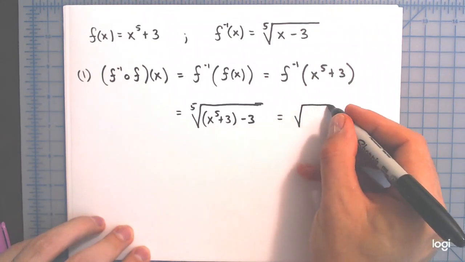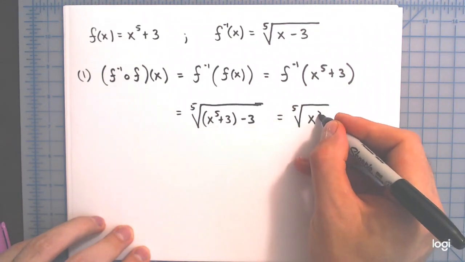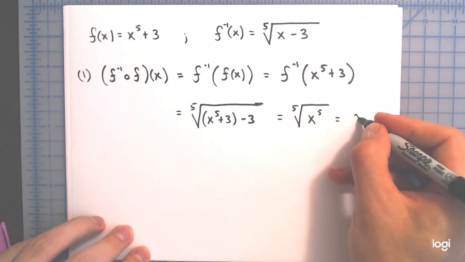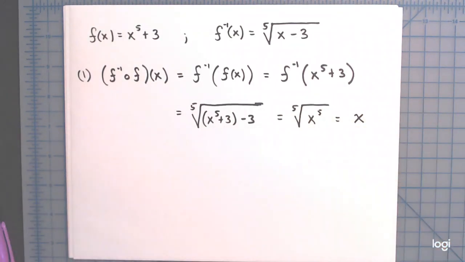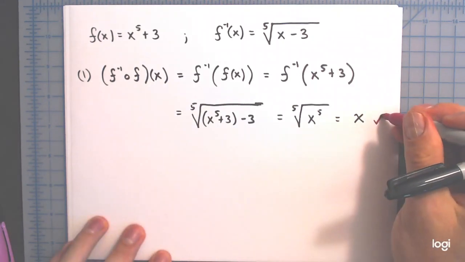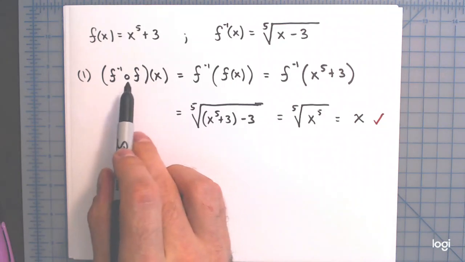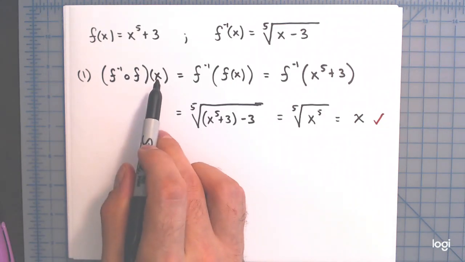That's just x to the fifth. So I have the fifth root of x to the fifth, which I said earlier, these just undo one another, the fifth root and fifth power. That would indeed be x. Alright, so check on that direction. When I compose them in this order, they undo one another, and I'm left with the input I started with.